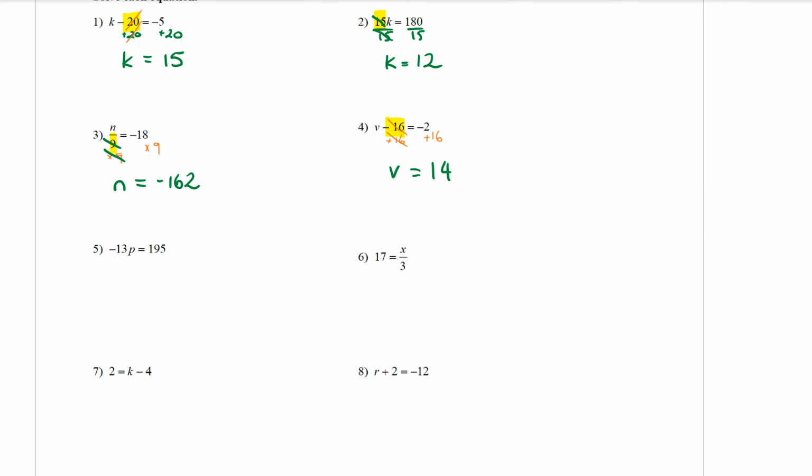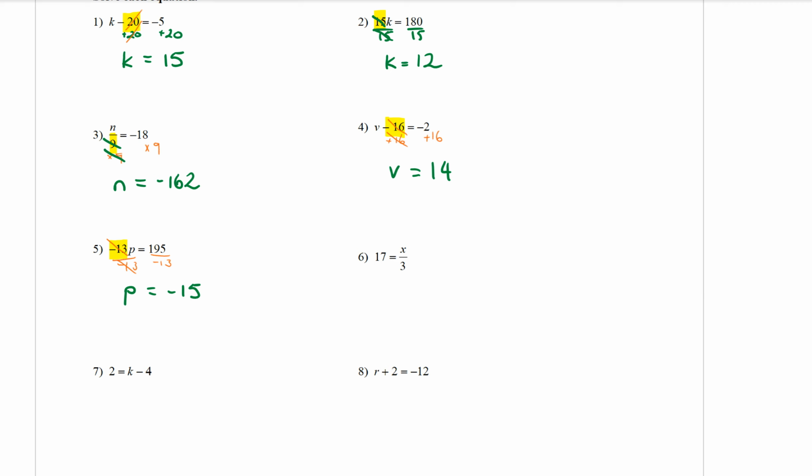Question 5. Minus 13p. Now, even though there's a minus sign there, that minus 13 is right next to the p, which means that they are multiplied. So the opposite is to divide by minus 13. Cross that off. p is by itself, and we'll get our calculators, and we go 195 divided by negative 13. Anyone get an answer? Minus 15, yes, negative 15. So type this in as we go. Make sure you're getting the same thing that I do.